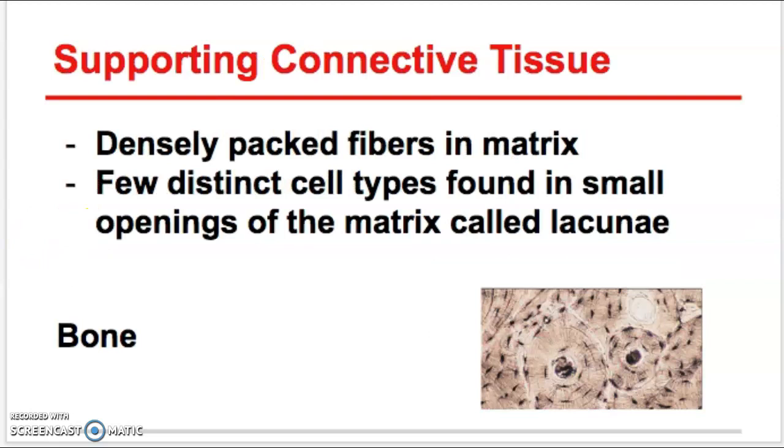And last but not least, we have the supporting connective tissue. Bone is the one that we most commonly think of. And bone is just beautiful. It looks kind of like tree cross sections, right? So these are sections of bone. There are very, very densely packed fibers in the matrix. And the matrix also has a lot of calcium salts, which makes it really hard. These black kind of spidery things are the cells. And the cells are found in these little openings between the matrix called lacunae.